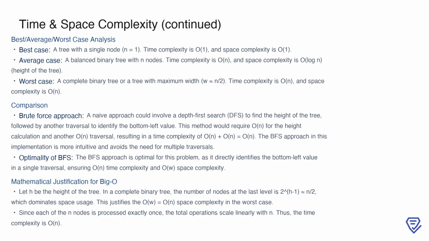For an average case, such as a balanced binary tree with n nodes, the time complexity is O(n), since every node is visited once, while the space complexity is O(log n), which corresponds to the height of the tree. In the worst case, such as a complete binary tree or a tree with maximum width, the time complexity remains O(n), and the space complexity rises to O(n), because the width of the tree is approximately n/2.